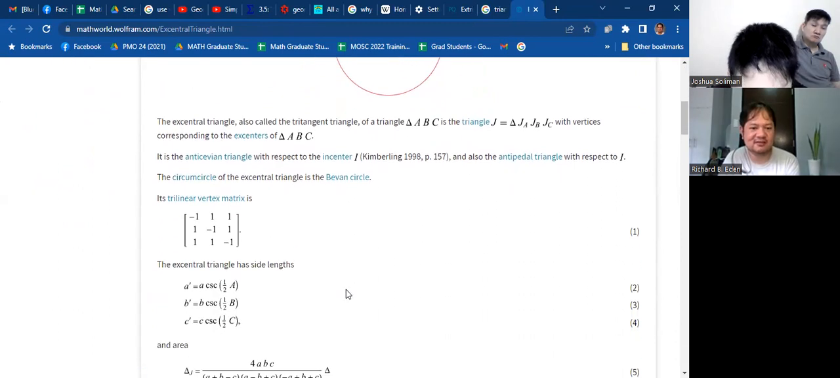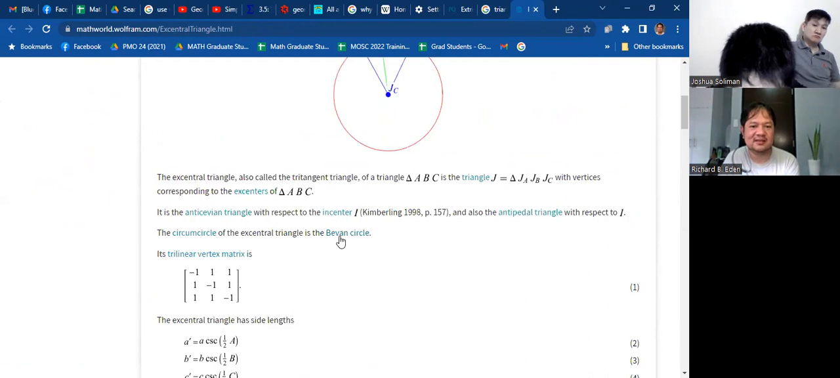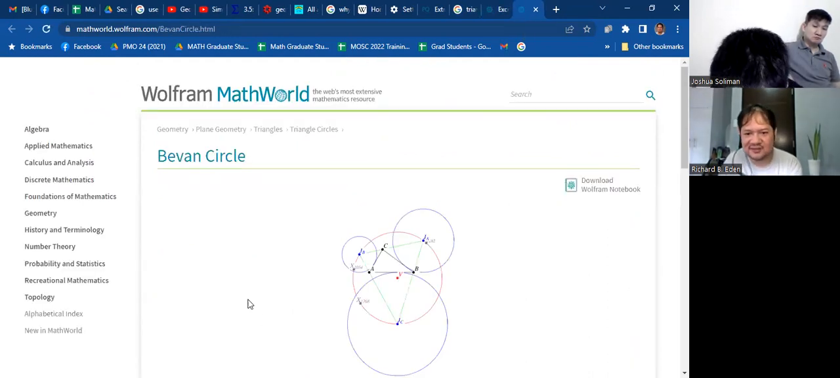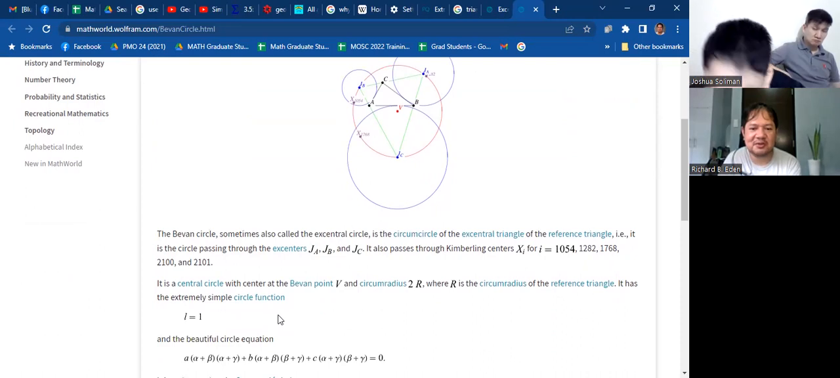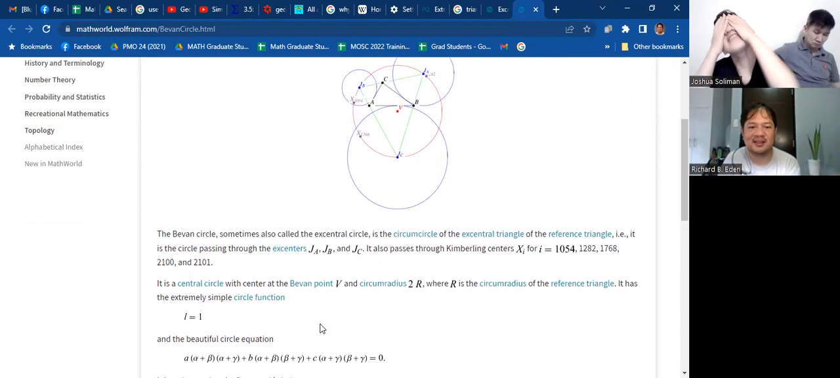Oh, what? Someone already discovered that. What is this Bevan circle? Someone already named it. The Bevan point V. Okay, so the Bevan point, that's the point we're referring to. Alright, so there you go.